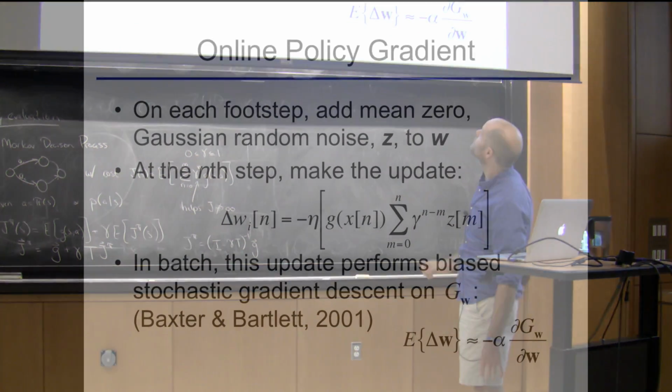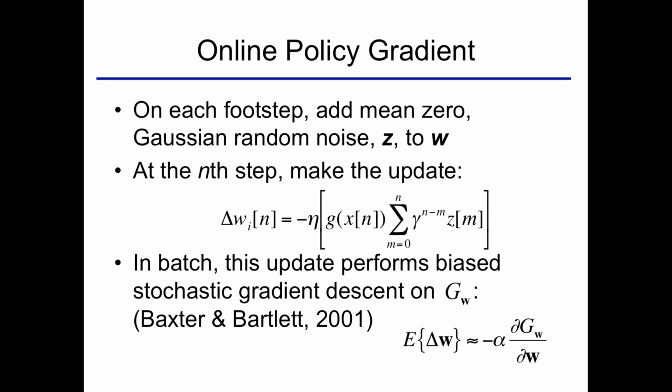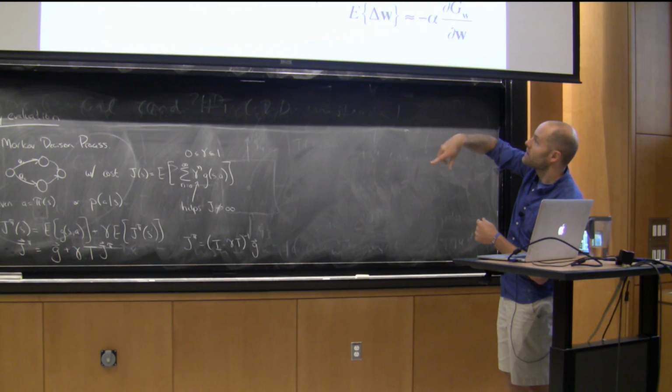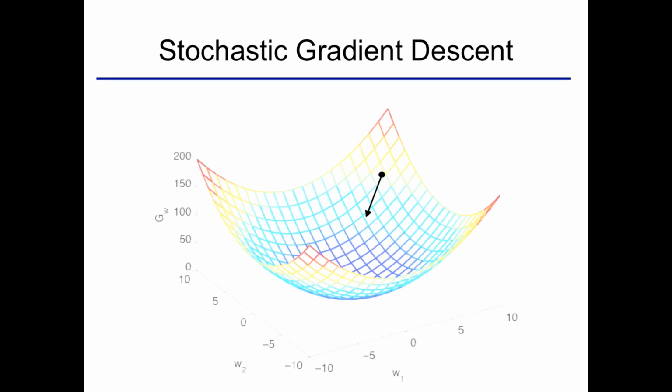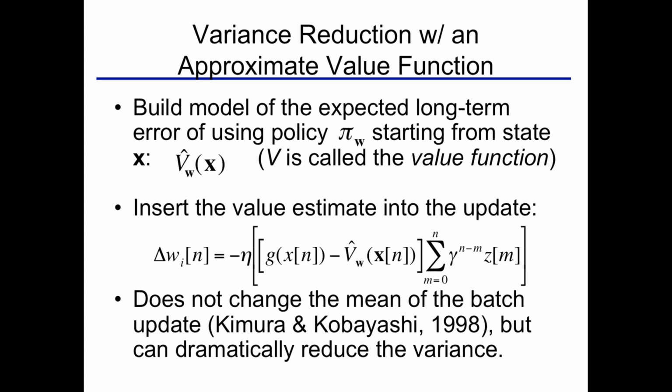All right, so on each footstep, add mean zero Gaussian random noise directly to the parameters, which was fine for me because I had a local function approximator. The difference in doing it for the outputs versus doing it for the parameters was negligible in my case. At the nth step, I made this gradient update, which is almost exactly the weight perturbation update. And in batch, I know that performs stochastic gradient descent. This is what we talked about last time. And here's the picture I used to explain it back then.